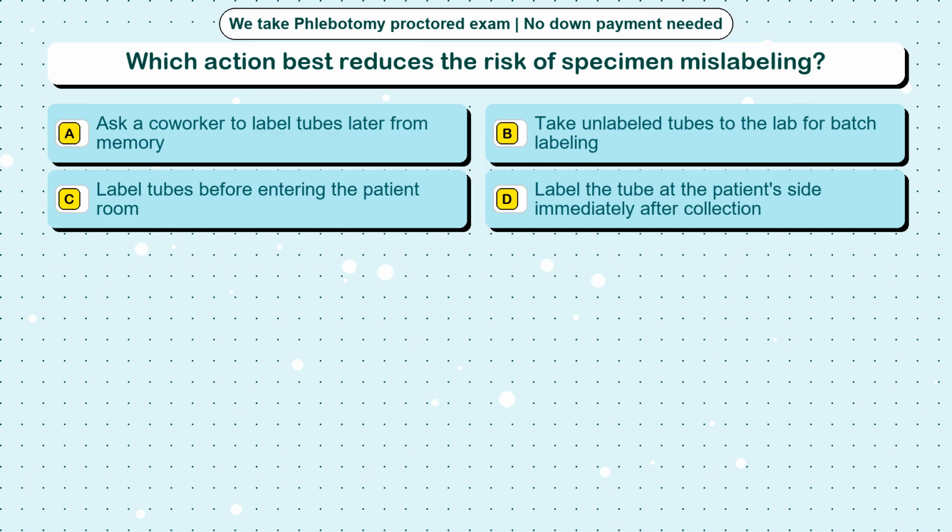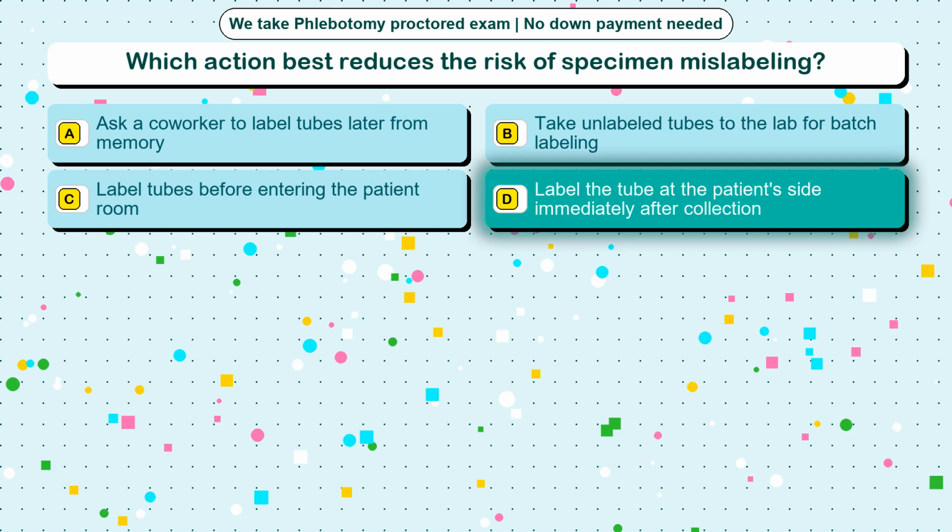Question 56. Which action best reduces the risk of specimen mislabeling? Option A. Ask a coworker to label tubes later from memory. Option B. Take unlabeled tubes to the lab for batch labeling. Option C. Label tubes before entering the patient room. Option D. Label the tube at the patient's side immediately after collection.